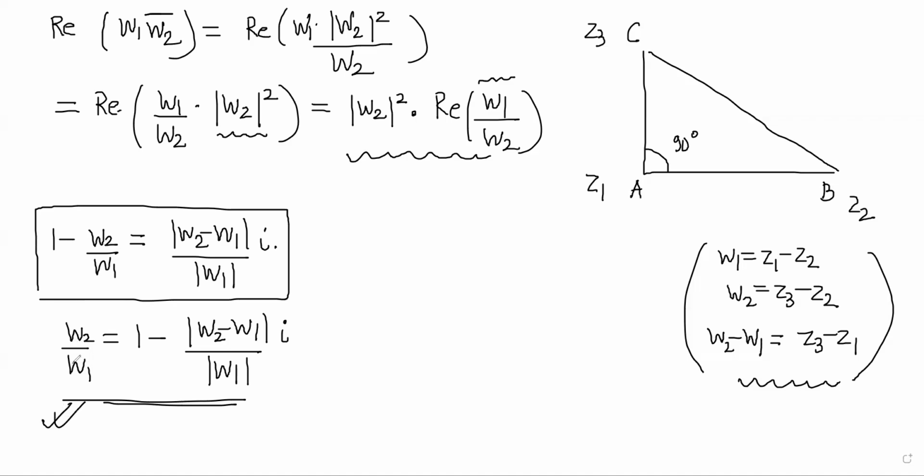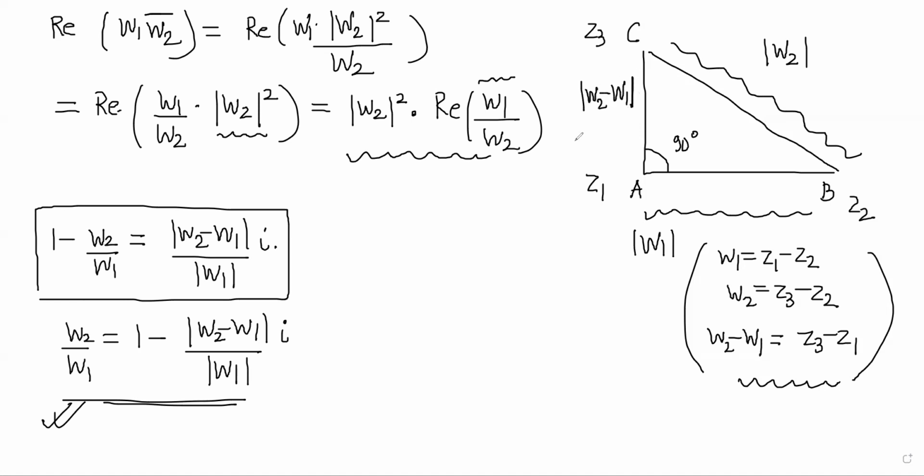So I got the complex number which is W2 by W1, right? Now think about it. We noted earlier that this side length was how much? Z3 minus Z2 modulus is mod W2, right? And what was this side length? This side length was mod of Z1 minus Z2, so this was mod of Z1, right? And this side length Z3 minus Z1 was basically mod of W2 minus W1, right?